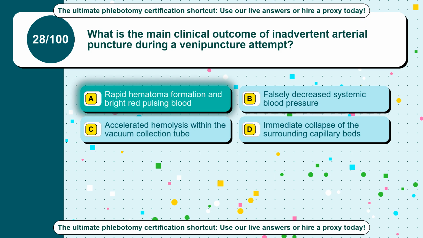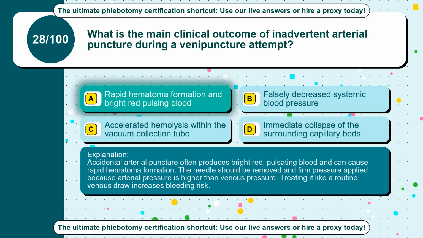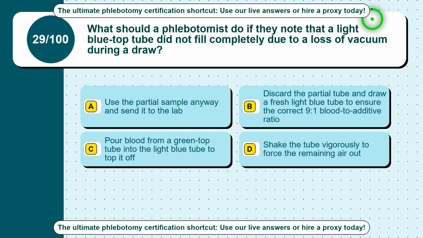The correct answer is option A. Rapid hematoma formation and bright red pulsing blood. Accidental arterial puncture often produces bright red, pulsating blood and can cause rapid hematoma formation. The needle should be removed and firm pressure applied because arterial pressure is higher than venous pressure. Treating it like a routine venous draw increases bleeding risk. Question 29.